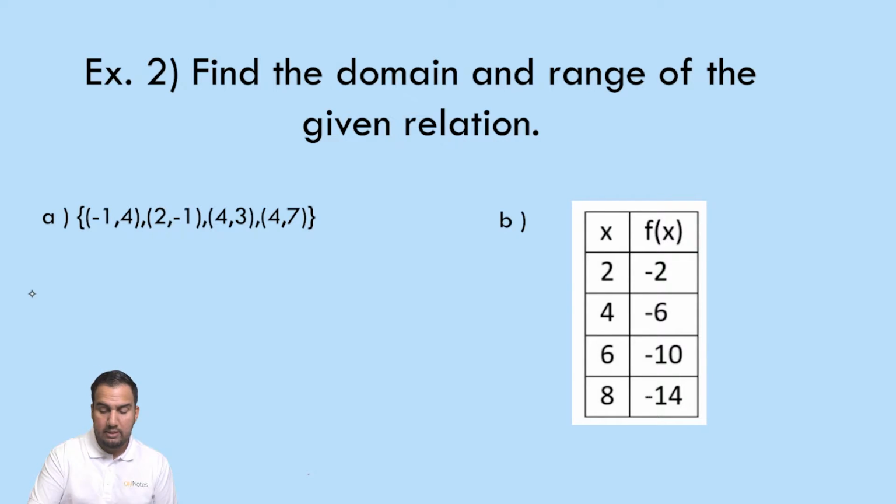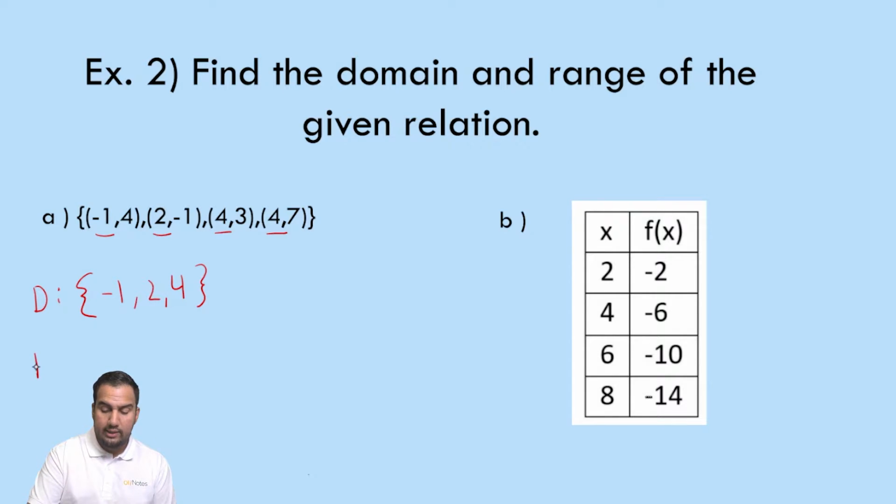So when I'm asking myself what the domain is, I'm going to list all the x coordinates. And I notice that 4 repeats, right? So because of that, I'm going to have to list them from least to greatest, but I'm going to have to not repeat the numbers. So my answer is going to be -1, 2, 4, and then close brackets.